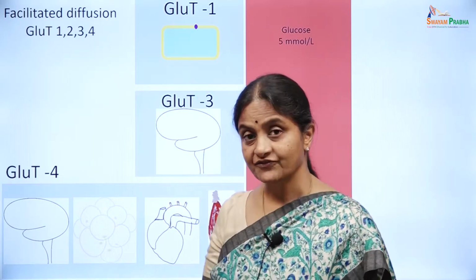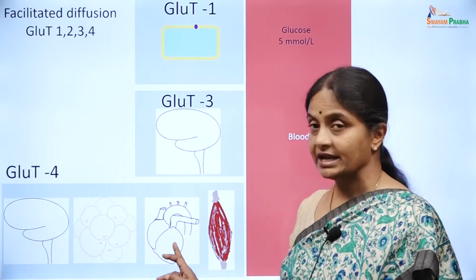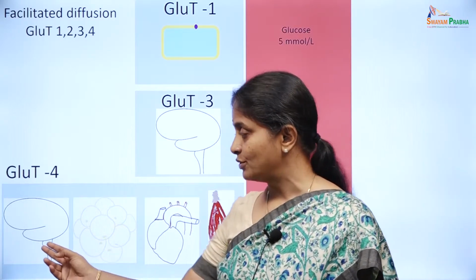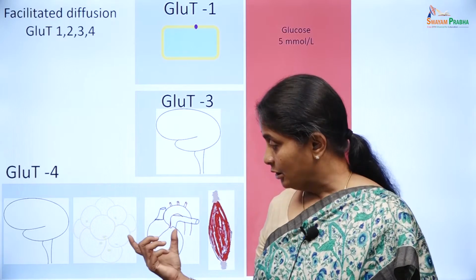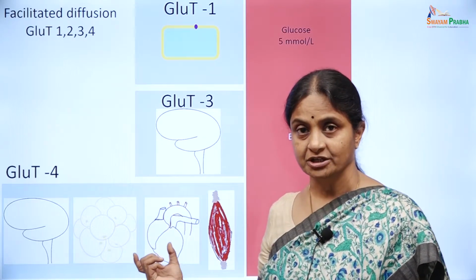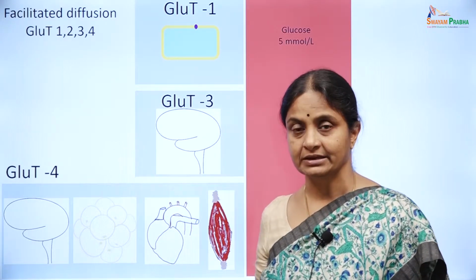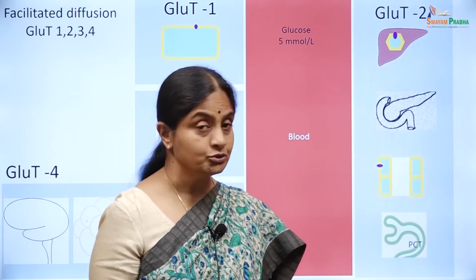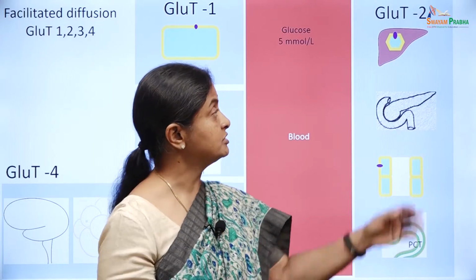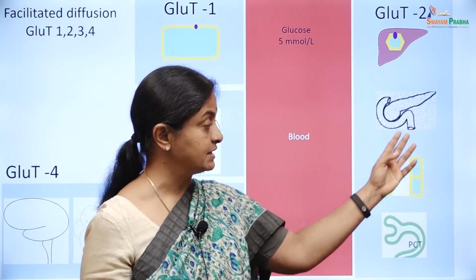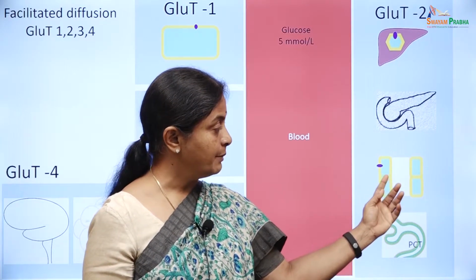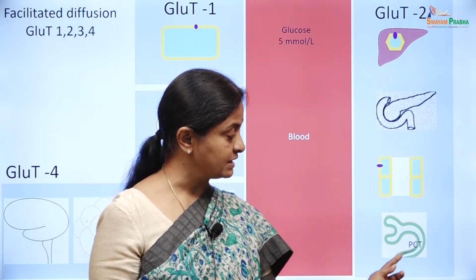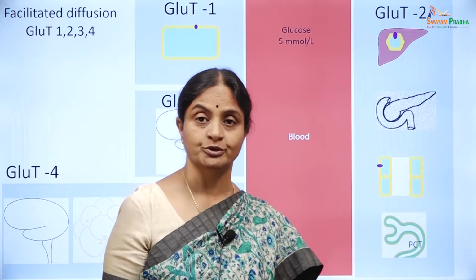GLUT4 is found on striated muscle, skeletal muscle and the heart, adipose tissue and brain. GLUT4 is the insulin dependent transporter. We will come to that a little while later. GLUT2, on the other hand, is found in liver cells, pancreatic beta cells, epithelial cells of the intestine and epithelial cells lining the proximal convoluted tubule of the nephron.